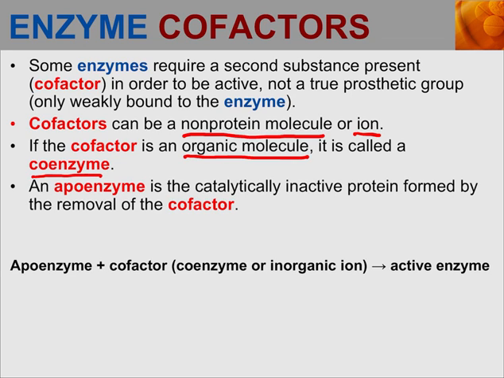So let's say you have just the enzyme without that cofactor. We would call that an apoenzyme because it's missing that cofactor. But if you have your enzyme without the cofactor, so the apoenzyme, and then you add the cofactor in, that's when you get your active enzyme that can actually do its job. So some enzymes do require this little bit of extra help.